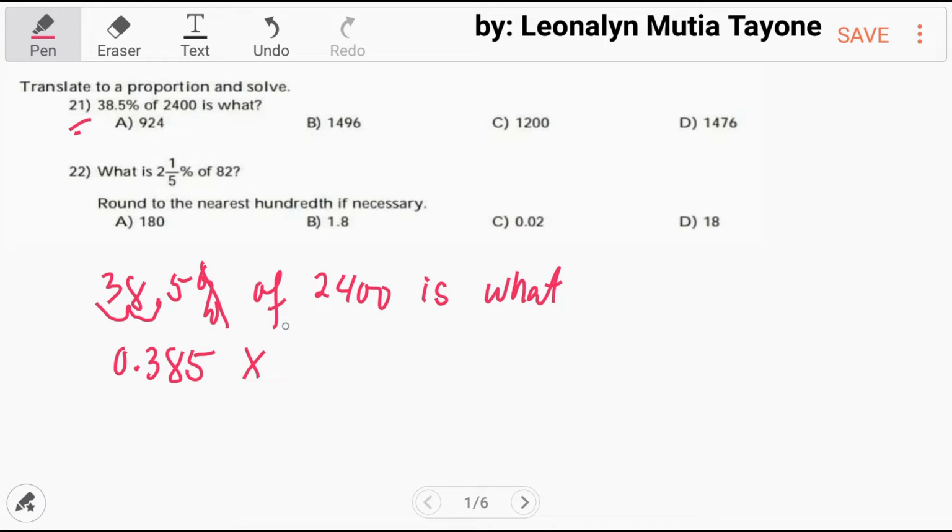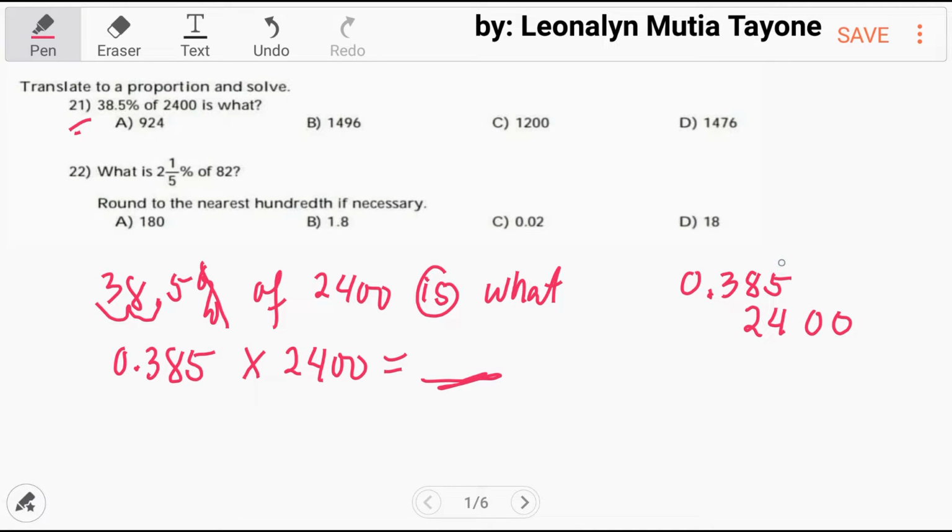Ang of multiplication, kopyahin si 2400. Ang is equals yan siya. At ito na yung hinahanap natin. Isa-isahin natin ito. Meron din tayong separate video on how to multiply decimal numbers. So, this is 0.385 times 24 at dito natin ilagay yung dalawang zero mamaya na yan.